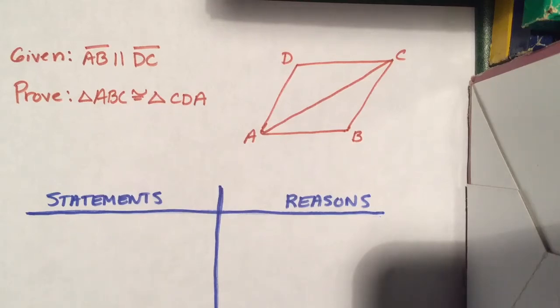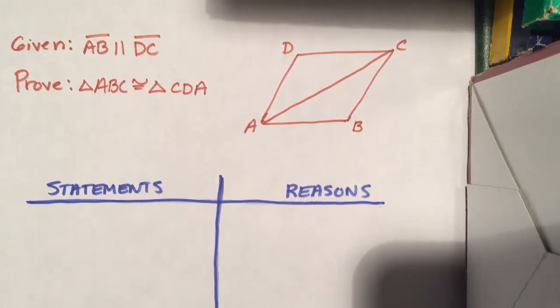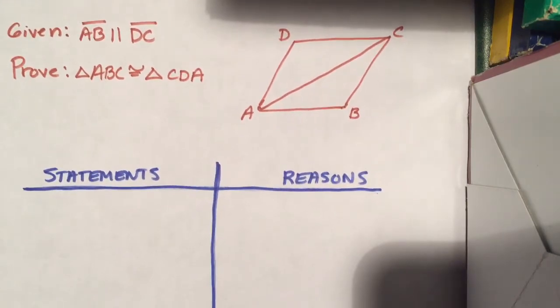Here's a second proof we're going to do for congruent triangles. So let's look at our proofs again, and let's decide what we have. Well, what always goes first in a proof? The given. Okay? The given always goes first.